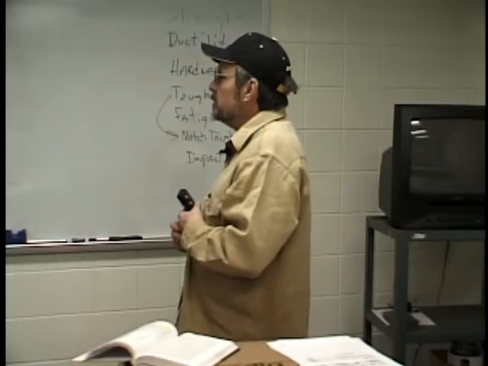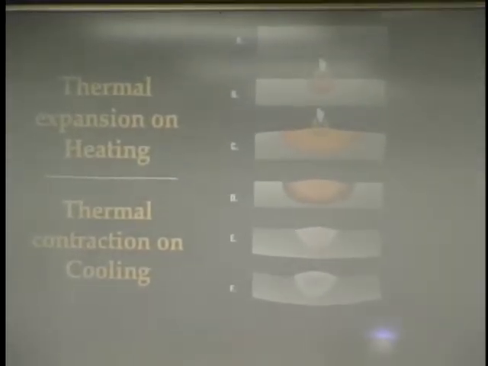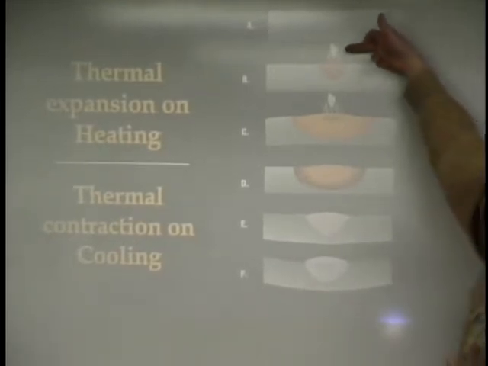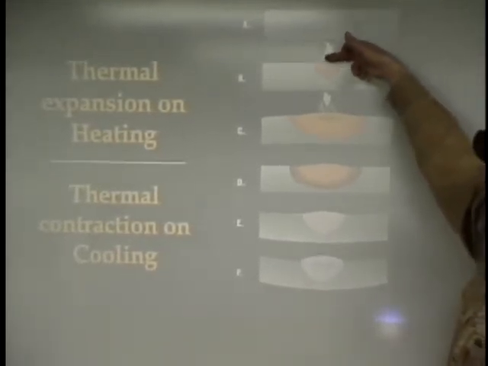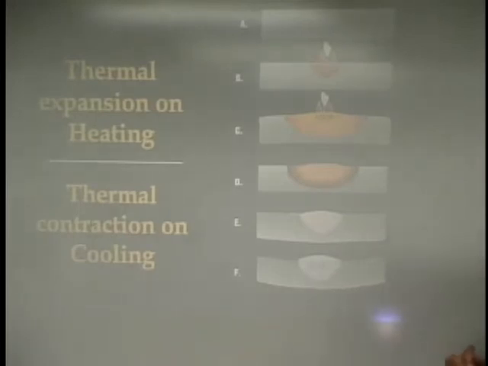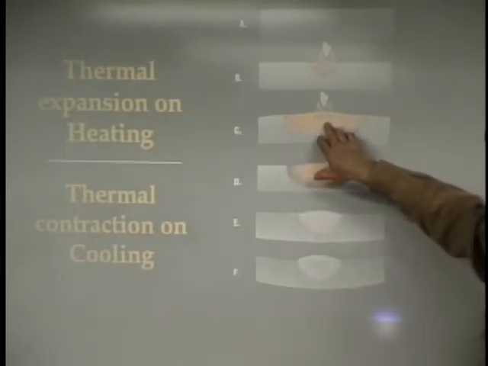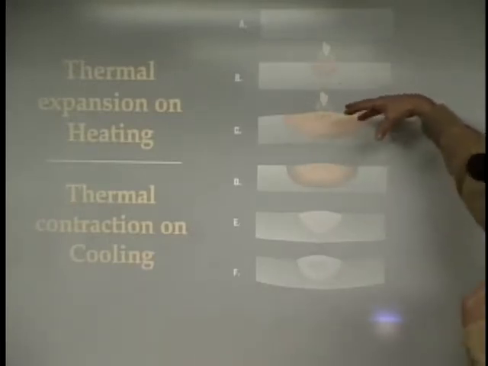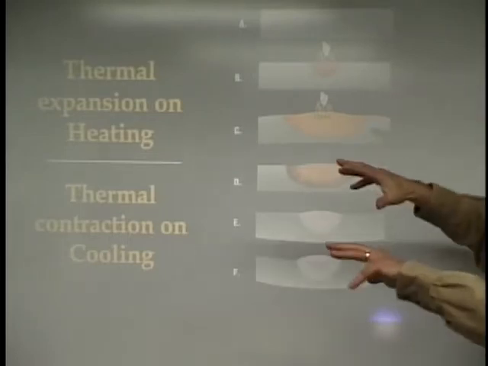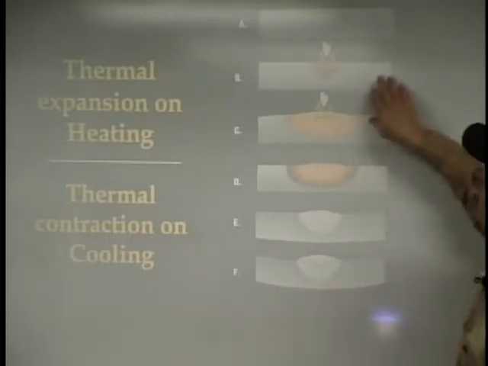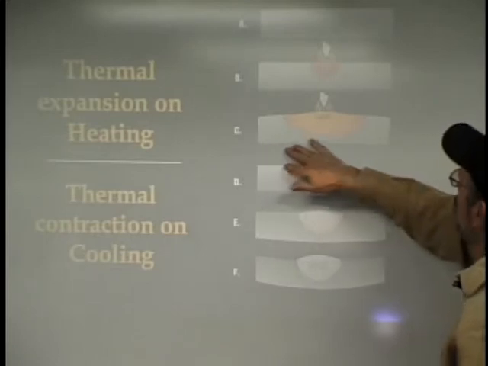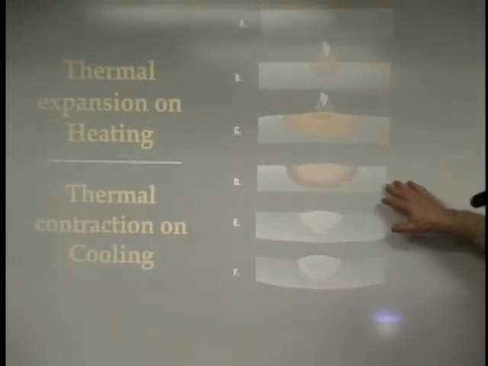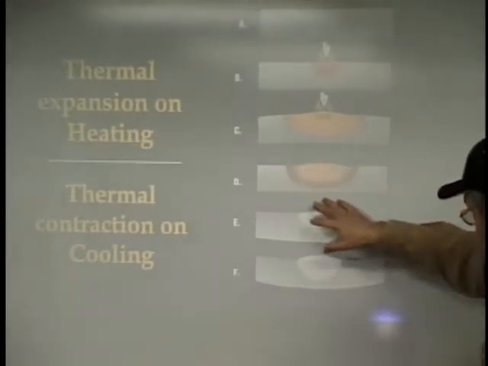Thermal expansion on heating, thermal contraction on cooling. Whenever you heat a piece of steel, here this symbolizes a tungsten electrode, and they're heating up a bar of steel, and the heat's radiating out. You can see how it's radiating out, and then it becomes a liquid in here. Because of the expansion, it's pushing out on these sides. As it pushes out on the sides, it tends to bow a little bit, and then the heat continues to go on out some.